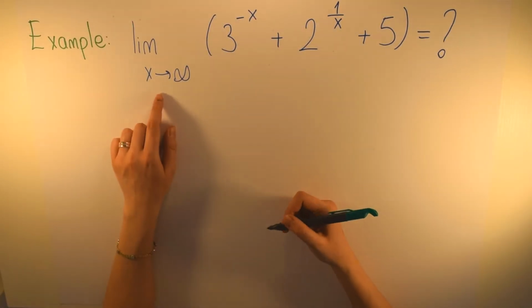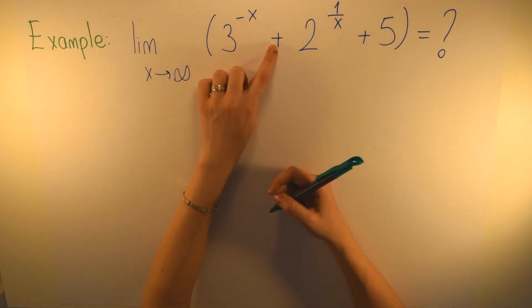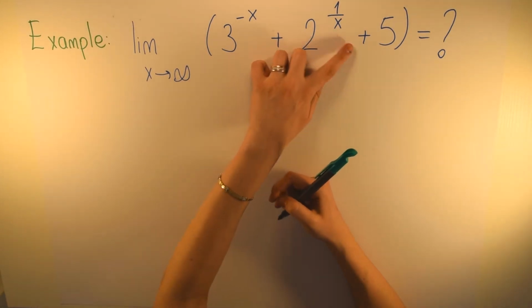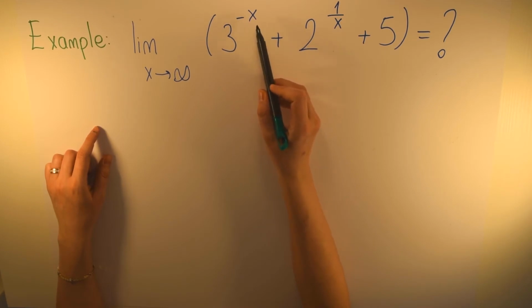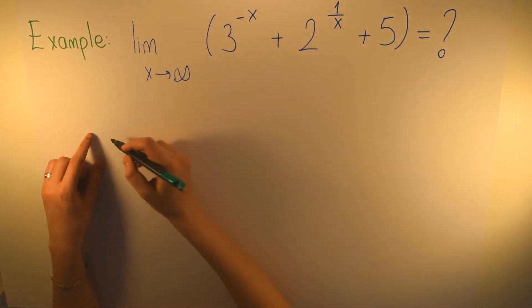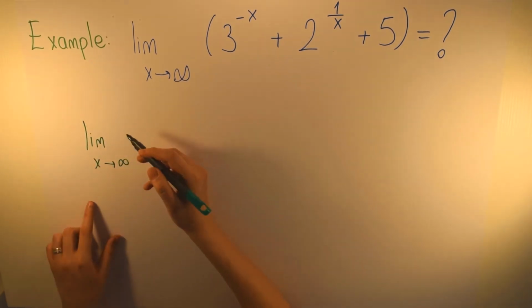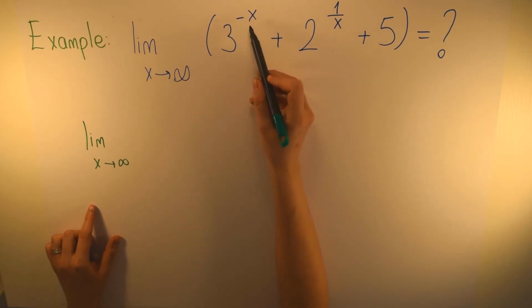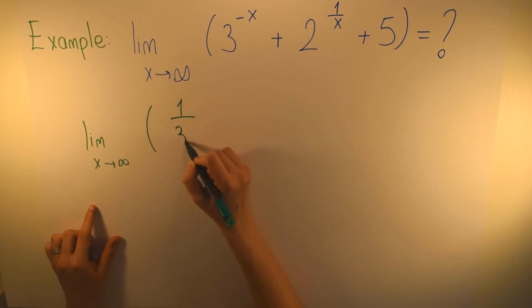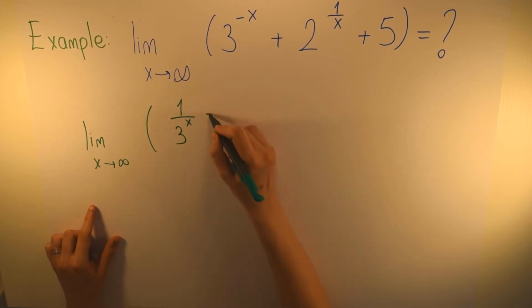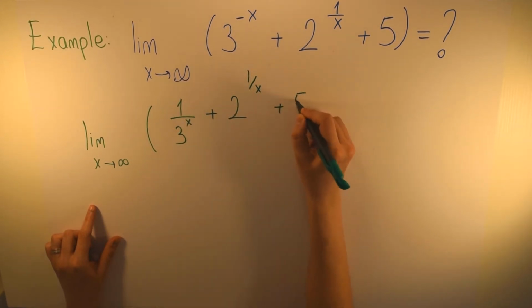In this example, we have limit as x approaches infinity, 3 to the power of minus x plus 2 to the power of 1 over x plus 5. So here we have this minus x as an exponent, right? Not to make us confused, let's rewrite this again. I can write 3 to the power of minus x as 1 over 3 to the power of x, right? So plus 2 to the power of 1 over x plus 5.